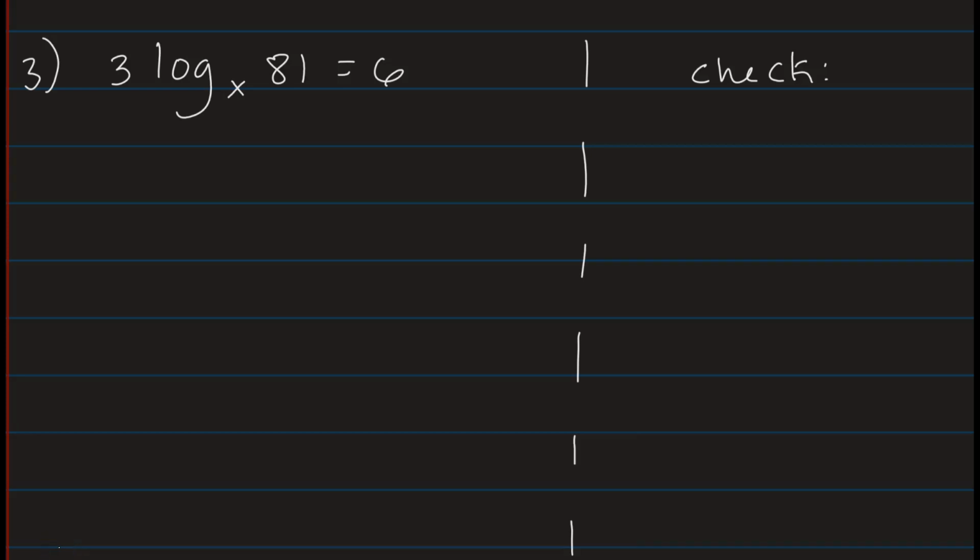Problem number 3. Step 1 is to isolate the log. Now remember, the log in its entirety is the word log, the base of x in this case, and the argument of 81. So this is our log. Right now, it is not isolated. It is not all by itself.